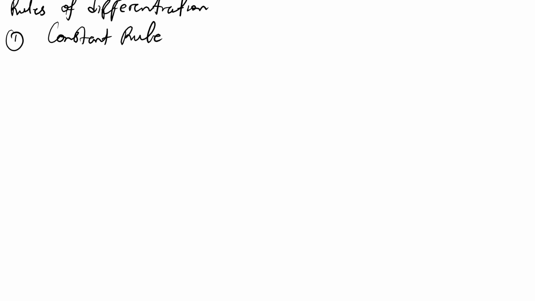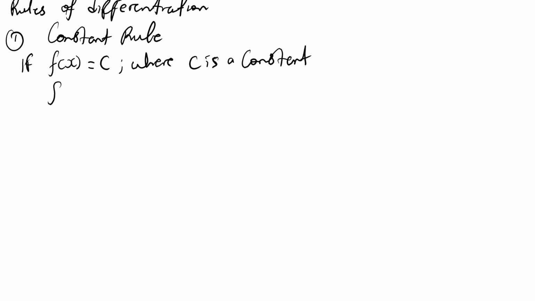The constant rule states that if you have a function f which is equal to c, where c is a constant, then the derivative of f, or the derivative of c, is going to be 0. You need to know that the derivative of a constant is always 0.